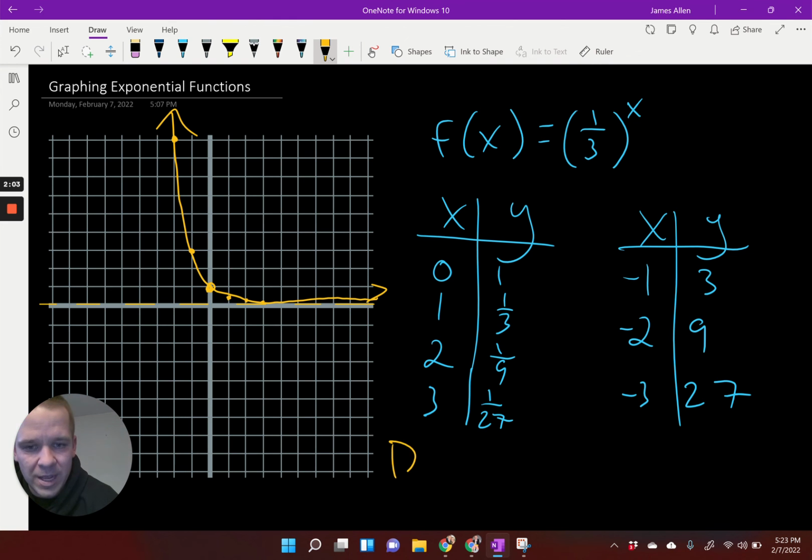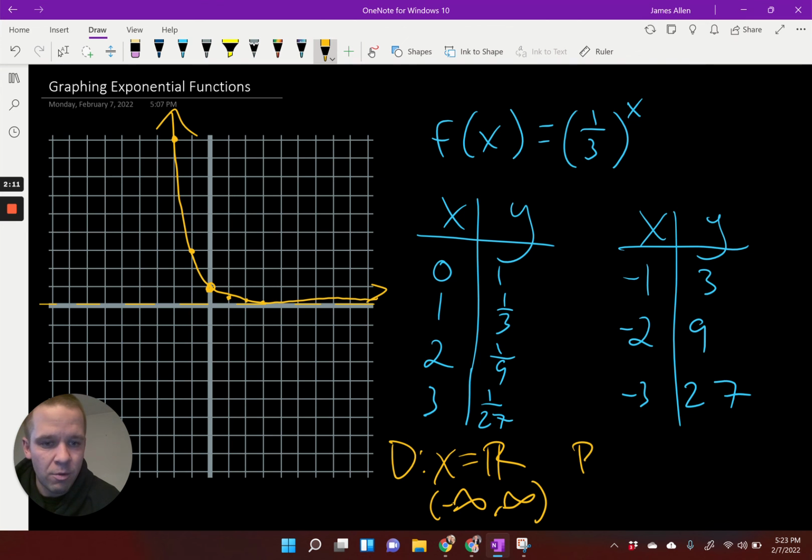So let's talk domain. Domain, that's going to be, again, all real numbers. X equals all real numbers, or -infinity to infinity. Now, my range is the one that can possibly change depending on how we shift these graphs, which we'll do in a little bit. That's going to end up being y is greater than 0, or 0 to +infinity.